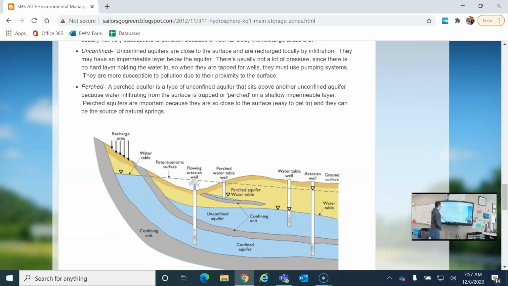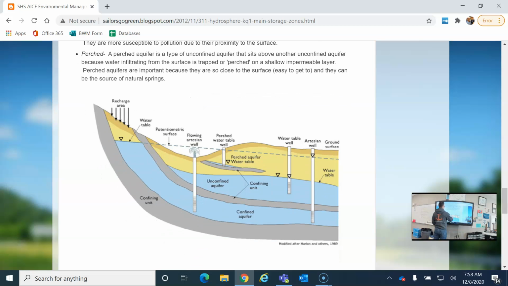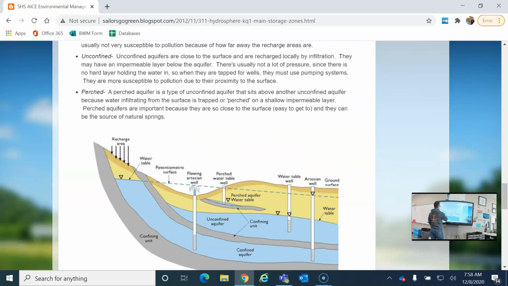Unconfined aquifers are pretty easy to get to and pretty big. You can see there's not an impermeable layer above, so it's basically just dirt and sand and soil above, and then the water will infiltrate directly in and fill these back up. Easier to get in, faster to recharge than the confined aquifer. There's usually not a lot of pressure since there's no hard layer holding the water in.